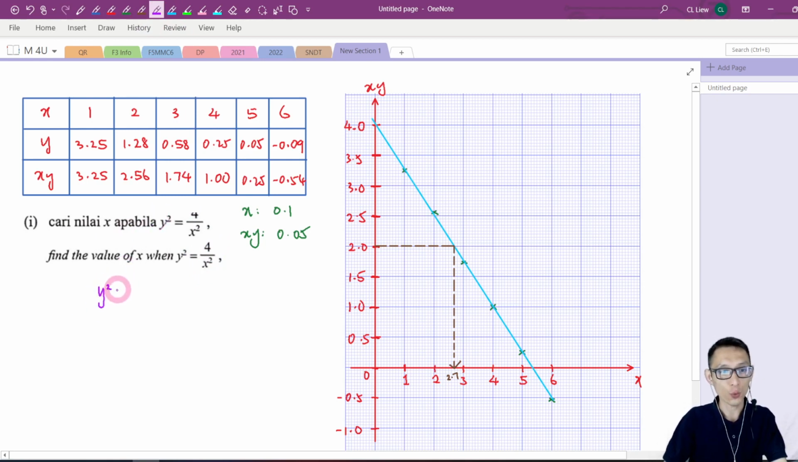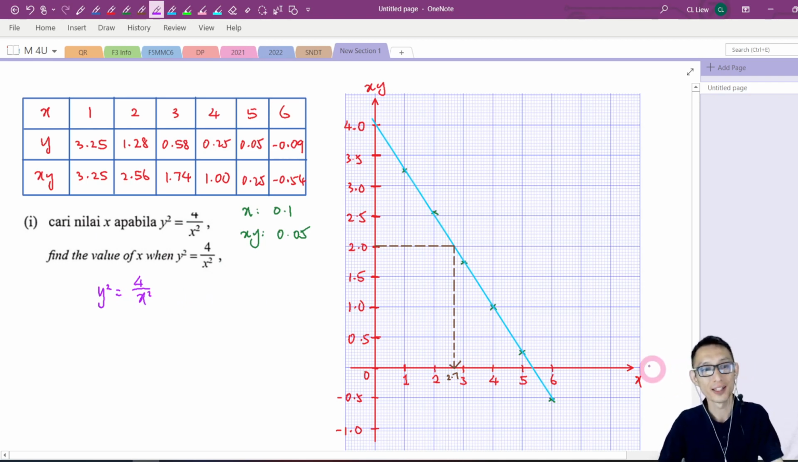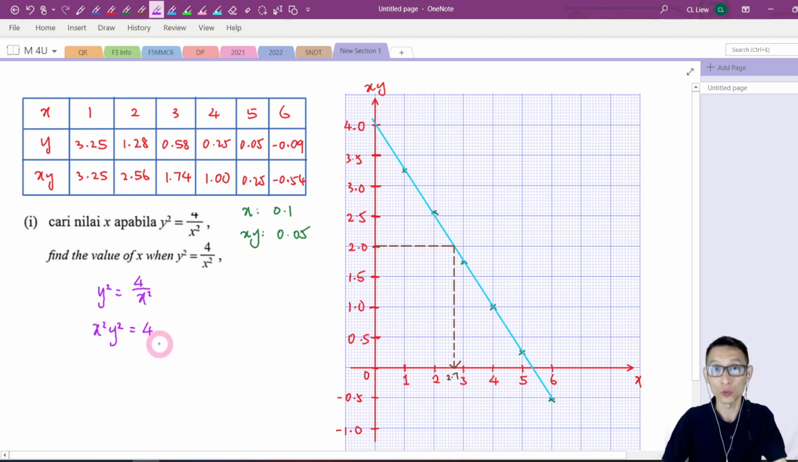So y squared is equal to 4 over x squared, but we don't have x squared or y squared. I bring the x squared over here, it becomes x squared y squared equal to 4, right? So here I can change it to become like this, and xy, which we do have, is the square root of 4. Some students might be thinking, teacher, why not add a plus and minus? So the answer will be plus and minus 2.